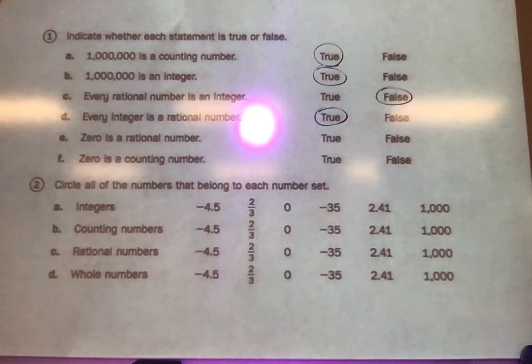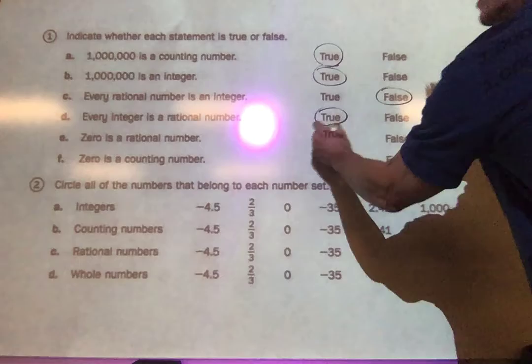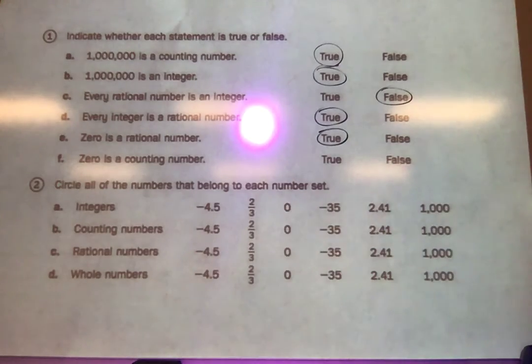Question E, 0 is a rational number. That is true. Remember, a rational number is anything that can be a fraction, and 0 can be a fraction, like 0 over 2 or 0 over 3. Those are all fractions and still equal 0, so that would be true.